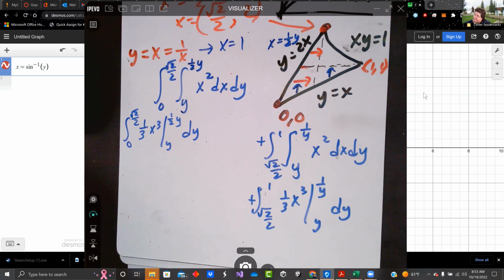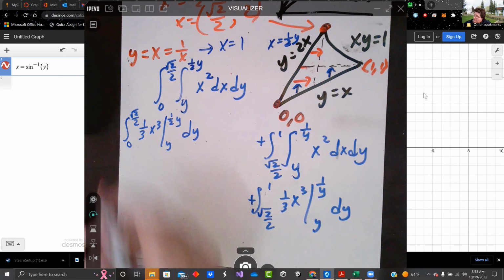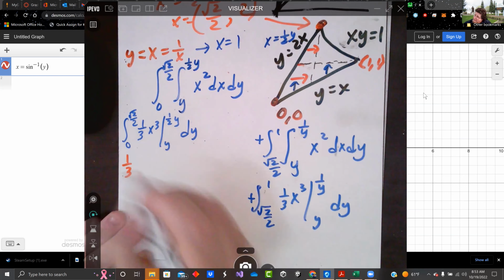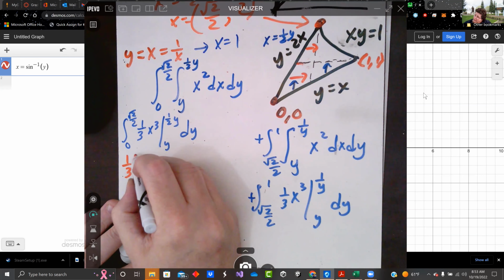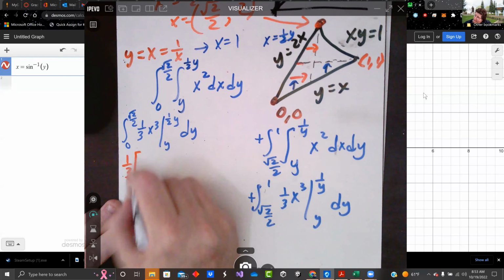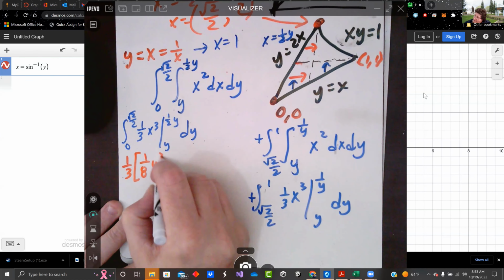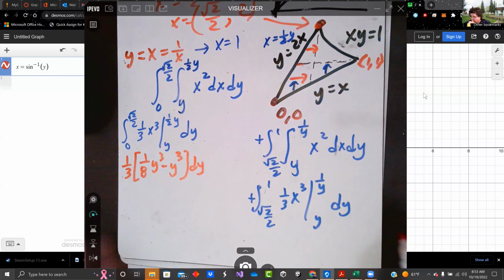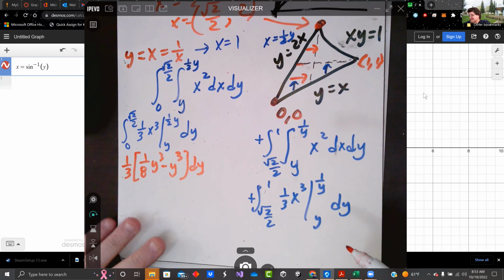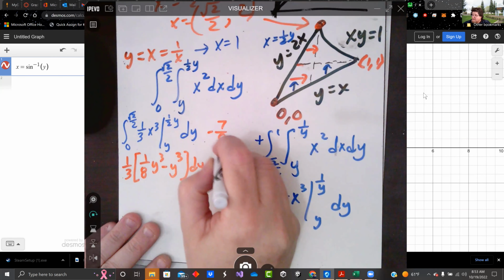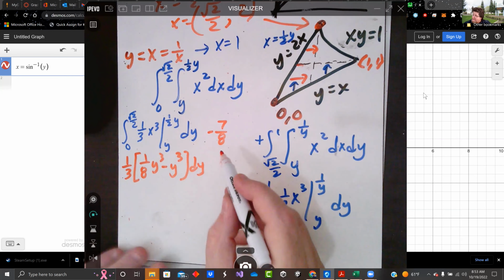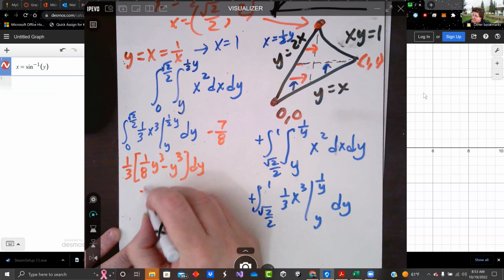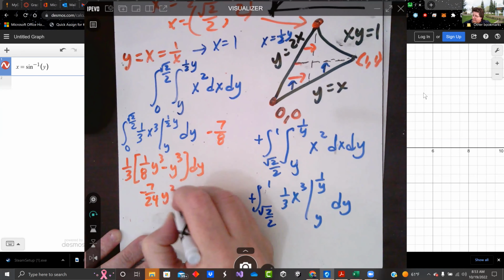So what does this turn into? I got a 1/3. I'm going to put that up front. If we cube that, we've got 1/8 y cubed minus y cubed dy. So that would be -7/8, with the 1/3 is -7/24. So -7/24 y cubed that we're integrating.